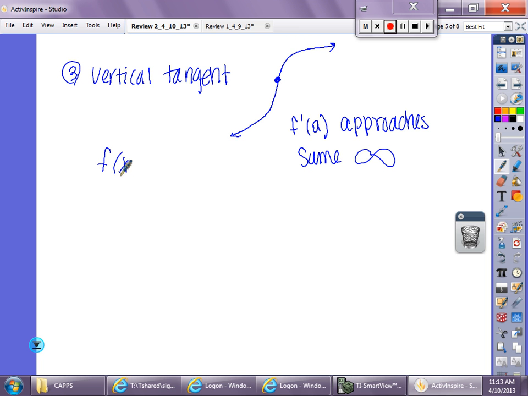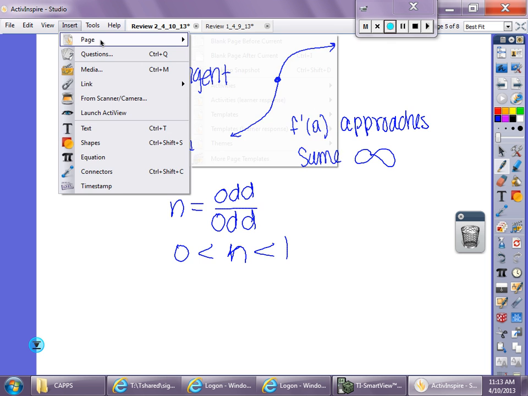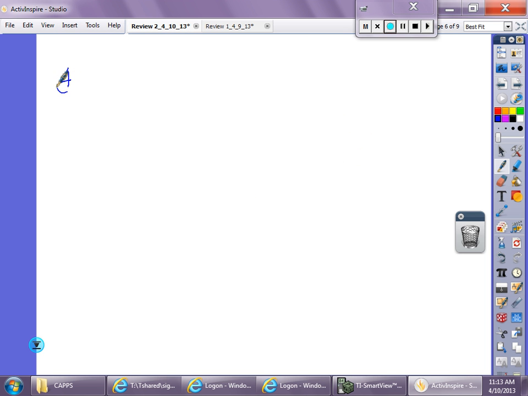Then we know that cusp is even over odd. A vertical tangent is odd over odd, but same rule, you want n to stay between 0 and 1. 2/3, 1/3, 1/9, those are the powers that you usually saw. And there's one more non-differentiable point. What's the other way? Cusp, corner, cusp, vertical tangent, there's one other way.